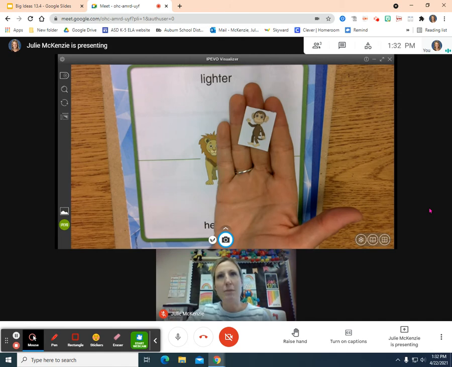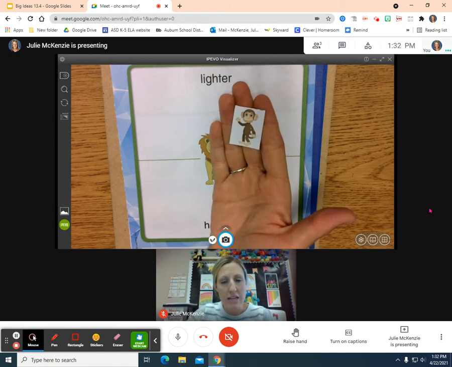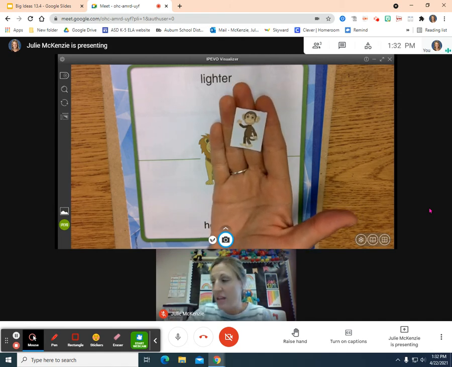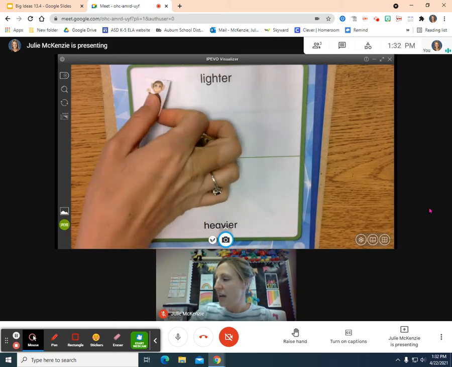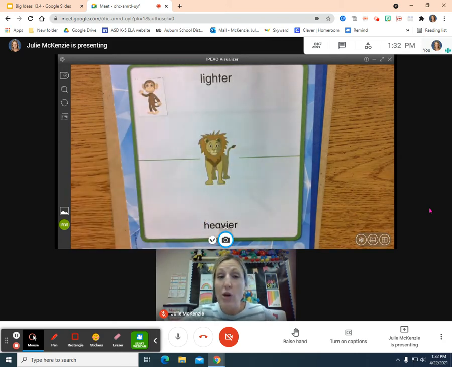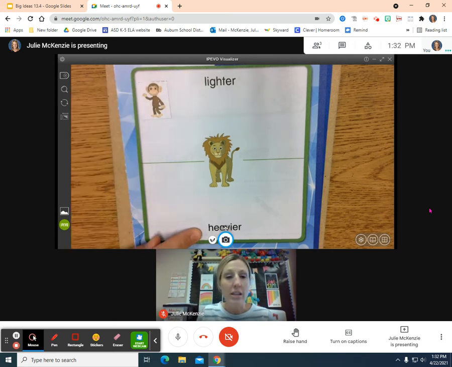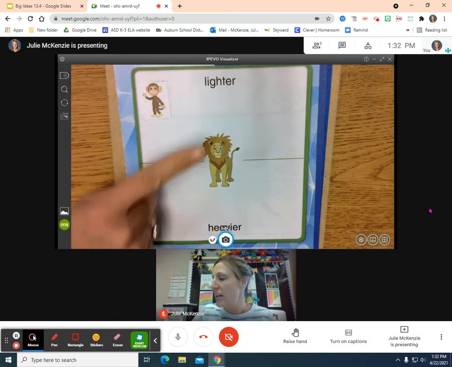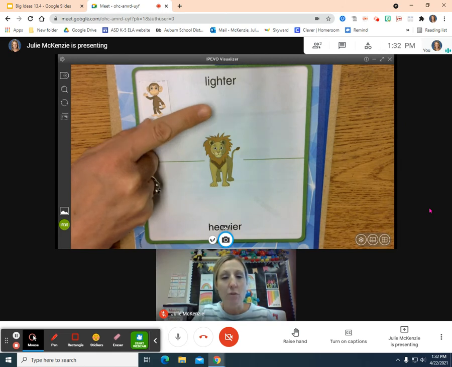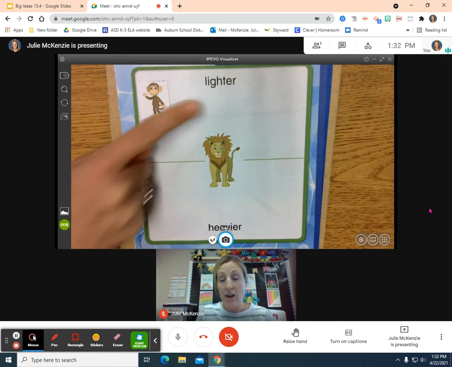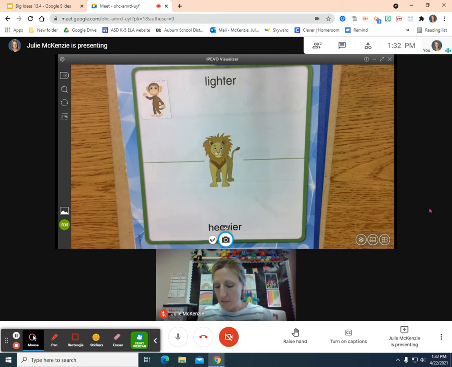Let's think about this animal. A monkey. Is a monkey lighter or heavier than a lion? It's lighter. Now, I haven't held a monkey either, but I know a monkey is much smaller than a lion. And if a monkey is much smaller than a lion, there's a good chance it's also lighter than the lion. This top word right here with the L says lighter, and this word down here with the H says heavier. So if my animals are lighter than the lion, I will put them up here. If they're heavier than the lion, I will put them down here.